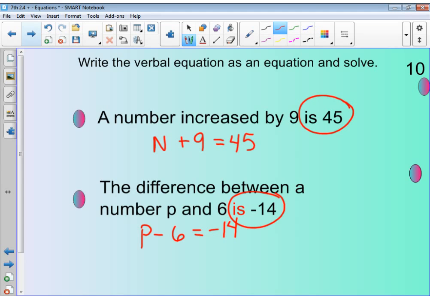So on the first one, you should have ended up with 36. And on the second one, you should have ended up with P equals negative 8.